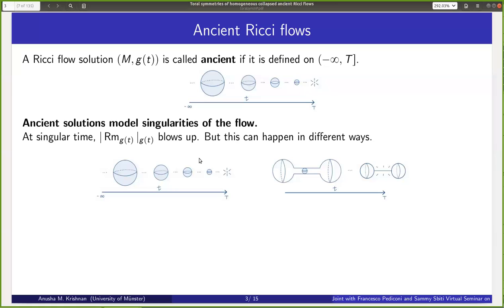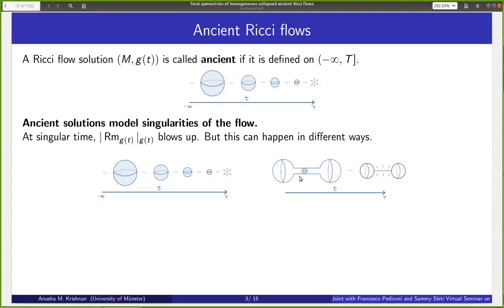You're supposed to think of both these pictures as the three-sphere. In the first picture, it's the round three-sphere that is just rescaling, contracting uniformly to a point. And in the second picture, there's a singularity that is occurring, a sort of neck pinch singularity, where the curvature is blowing up all along this cylinder, like a line times a sphere of one dimension less.